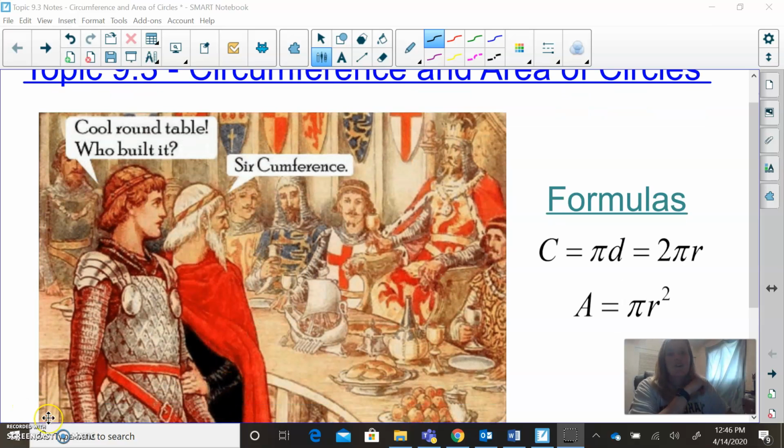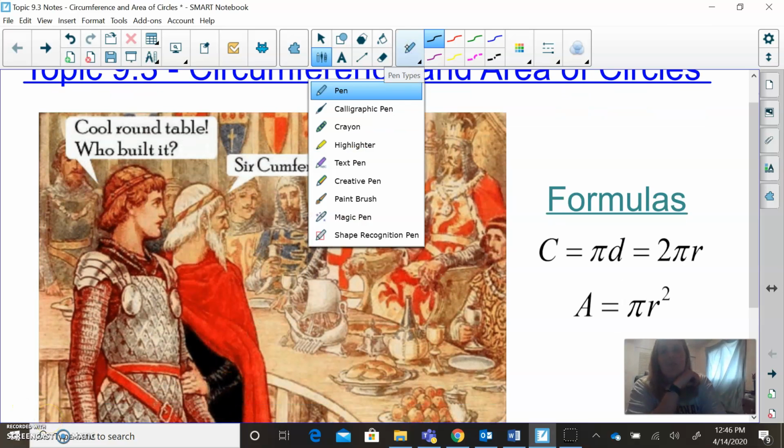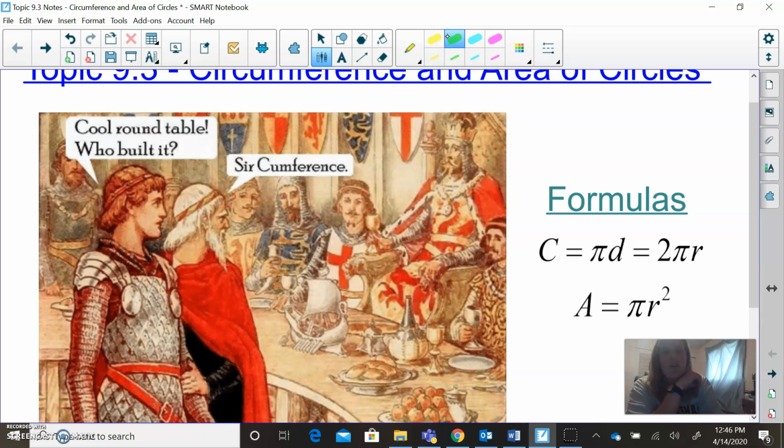Alright guys, so we have two formulas here that are really kind of important. We've got the circumference formula. C stands for circumference. Circumference is equal to pi times the diameter, and the diameter is 2 times the radius. The radius is half. The diameter is the line that goes all the way through the circle. The radius is half of that. It only goes from the outside of the circle to the center.